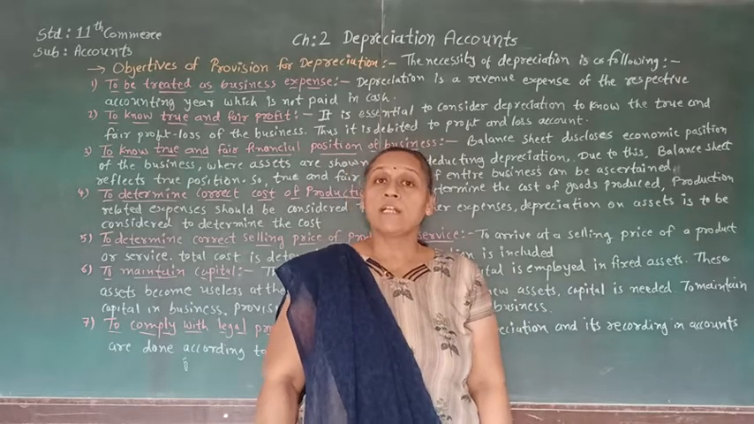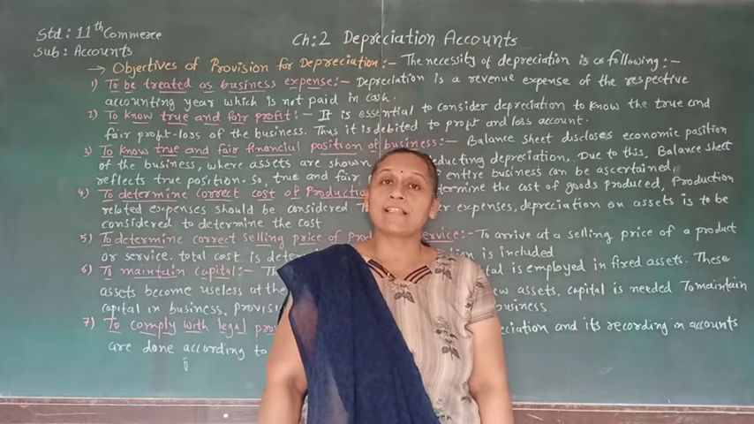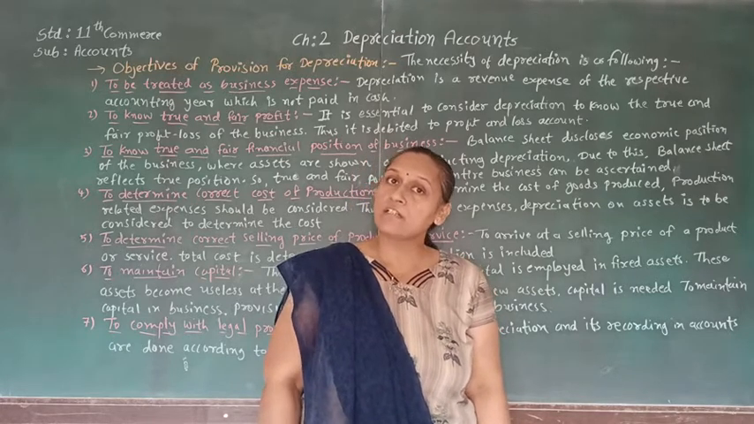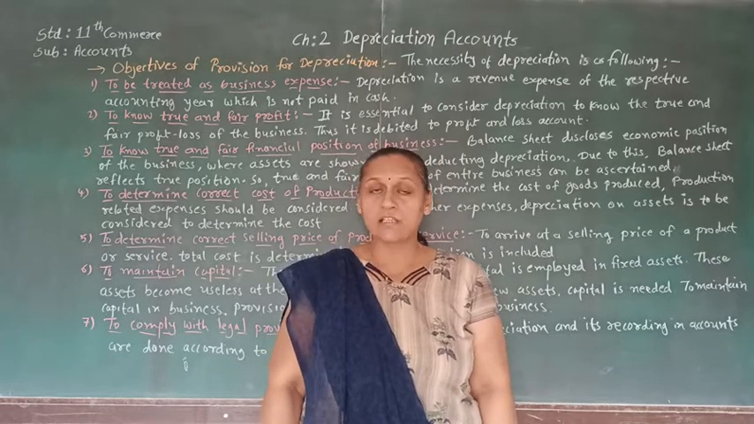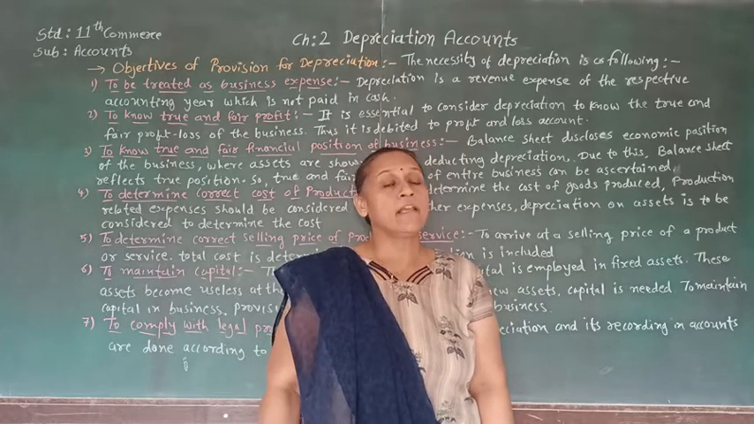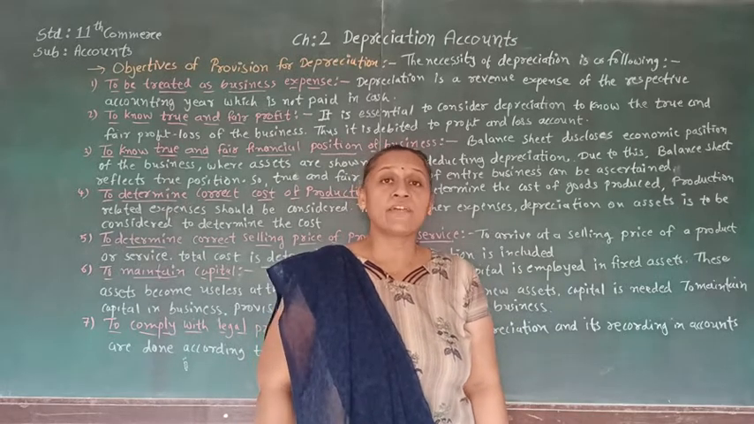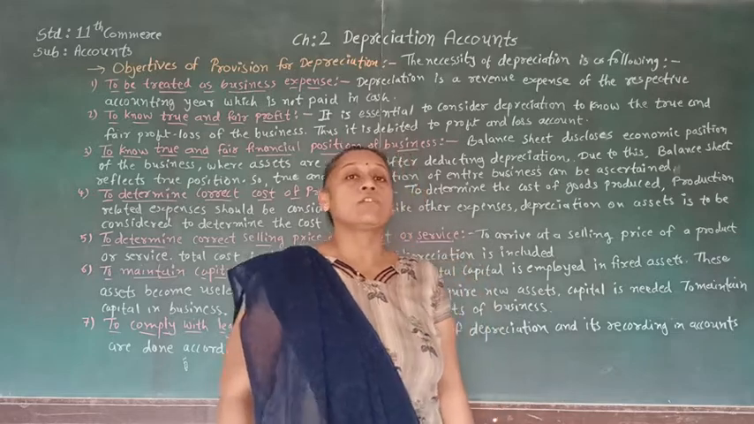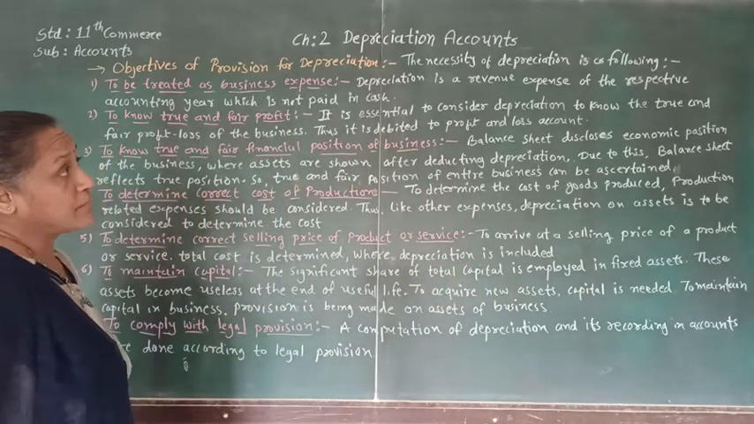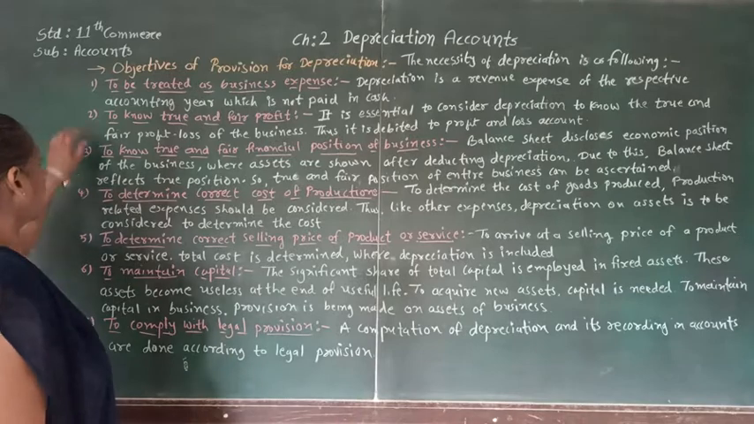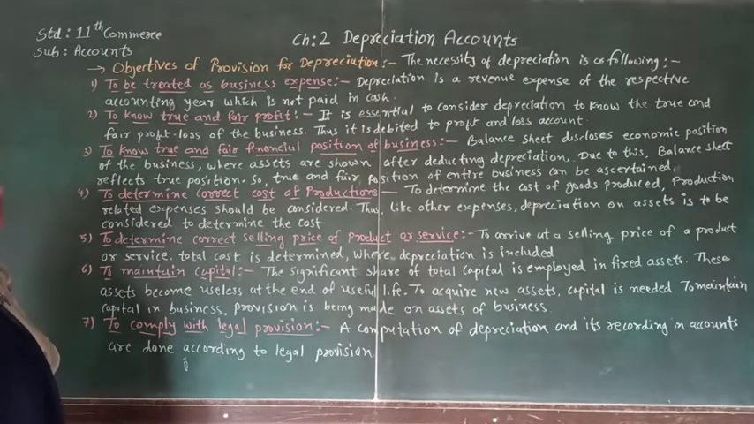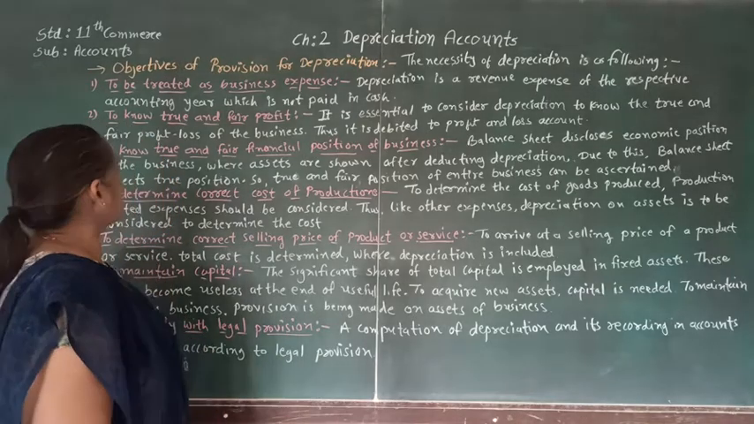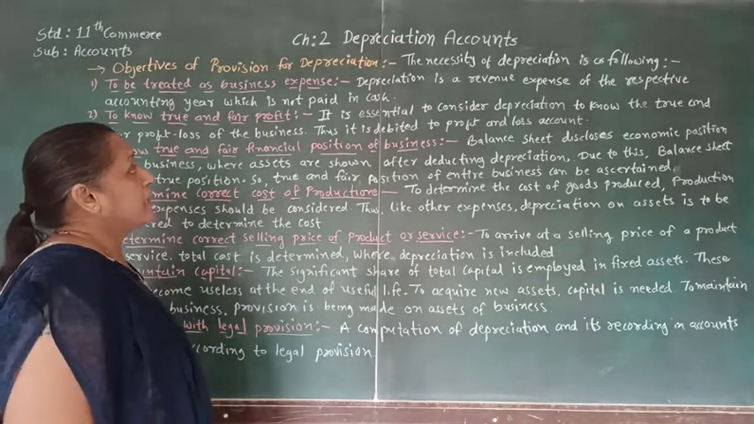Okay, now let's see the objective or necessity of provision for depreciation. Why is there a need to provide for depreciation, as we are not paying this expense in cash? What are the other factors that make depreciation needed to be calculated? The necessity of depreciation is as follows. The very first is to be treated as a business expense. Depreciation is a revenue expense of the respective accounting year which is not paid in cash.